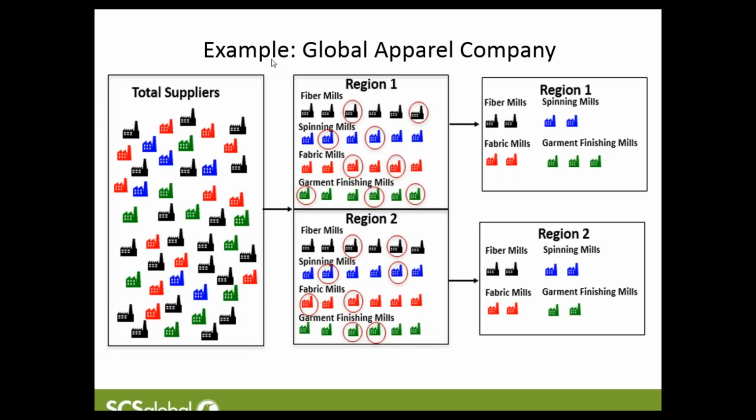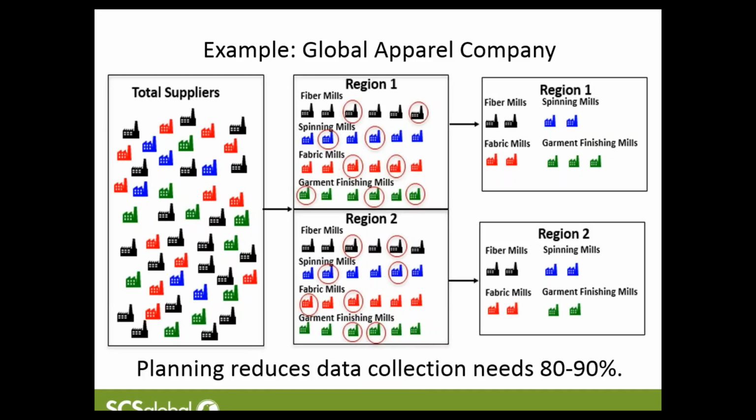So by making sure we very carefully planned out the data collection at the outset, our rule of thumb is that if you plan appropriately, this can help reduce your data collection needs by 80 or 90% while still ensuring a very high level of accuracy.